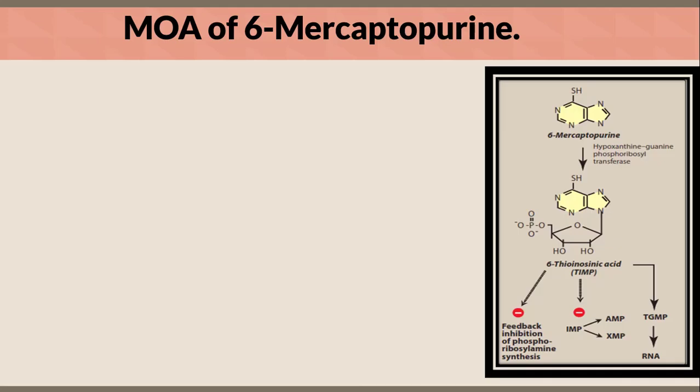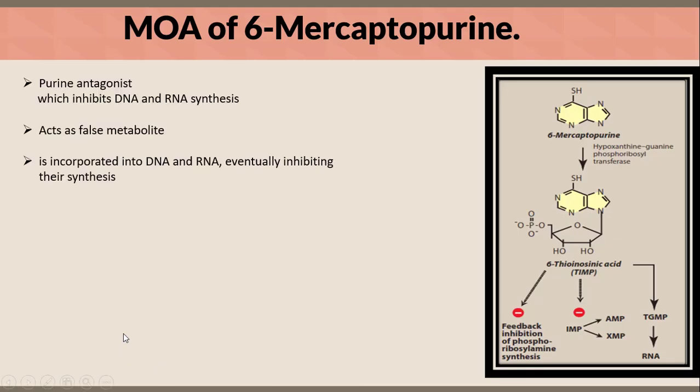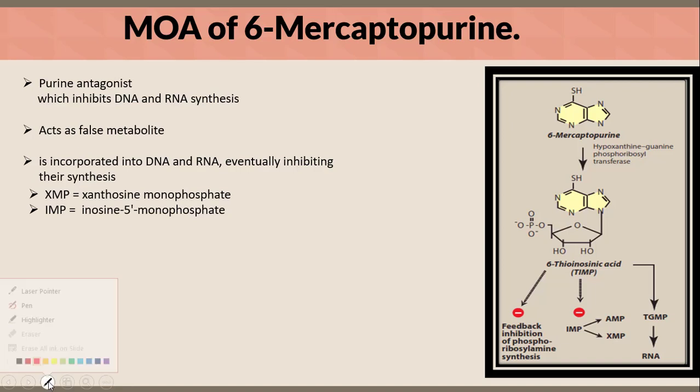Mechanism of action of 6-mercaptopurine. 6-mercaptopurine is a purine antagonist which inhibits DNA and RNA synthesis and acts as a false metabolite, which is incorporated into DNA and RNA, eventually inhibiting their synthesis. As you can see here, 6-mercaptopurine is converted to 6-thioinosinic acid, or TIMP, which inhibits the formation of IMP or xanthosine monophosphate, which is converted to two important components, AMP and XMP.